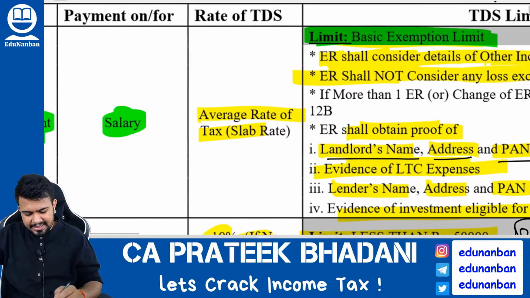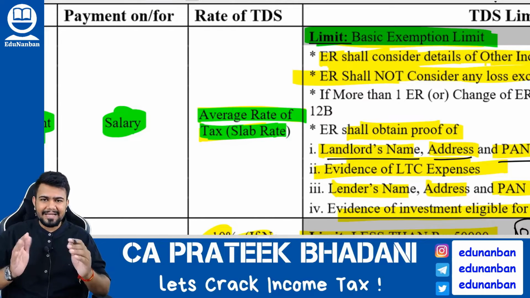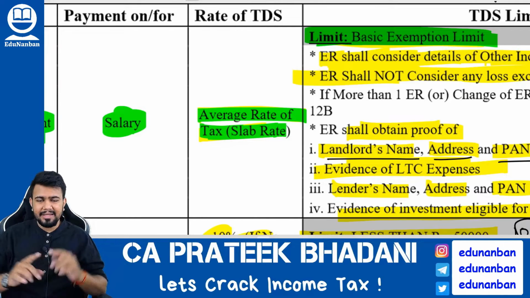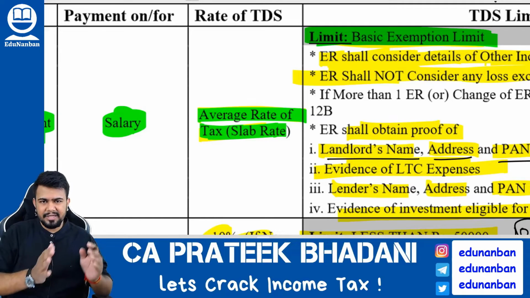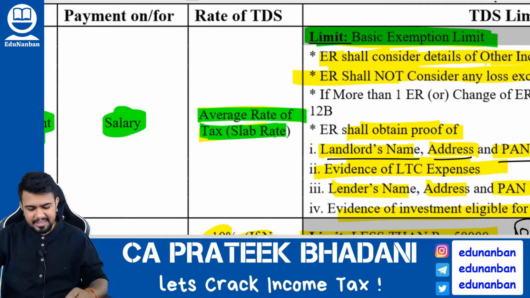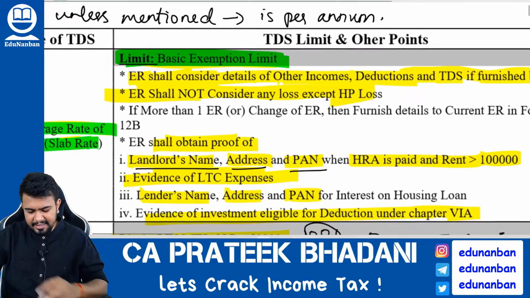Answer is rate of TDS is average rate of tax. It means what? You have to find out the tax on the entire income during the year, then find out the average rate, and based on that average rate only TDS has to be deducted every month. We have learned this in detail in the classes. Now let us discuss some more points in the salary TDS.